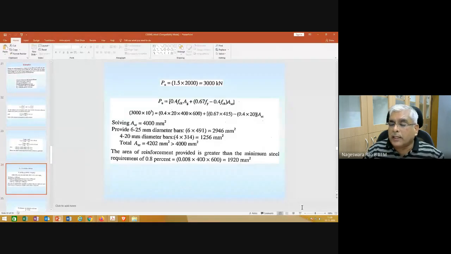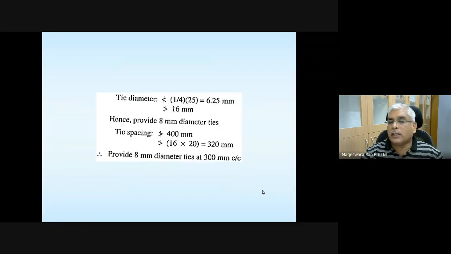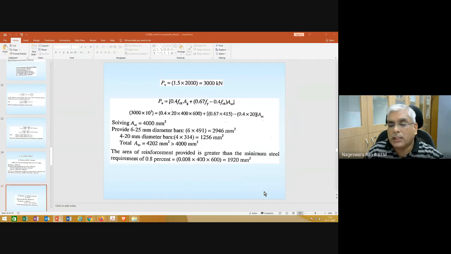Okay, here the minimum reinforcement check is made. The minimum reinforcement that needs to be provided is this much, and anyway we provided more than that. Okay, so this is about longitudinal reinforcement. What about the tie rods?